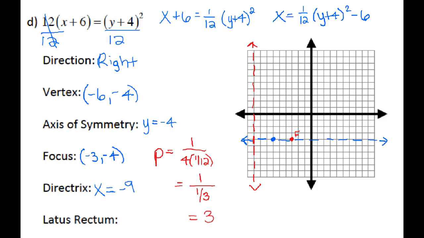And then from there, I need to figure out how wide or how narrow it's going to be. So the latus rectum is going to be the reciprocal of A, so this is 12 units. So that means going up and down from my focus, I'm going to go 6 units.